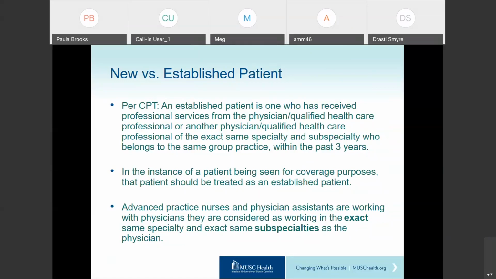If the reason that you're seeing this patient is strictly for coverage purposes, you treat that patient as an established patient, even though technically they may be new. When advanced practice nurses and PAs are working with physicians, they are considered as working in the exact same specialty and exact same subspecialty as that physician. So if they've seen the physician in that practice, even though they might be new to you, they're going to be established.